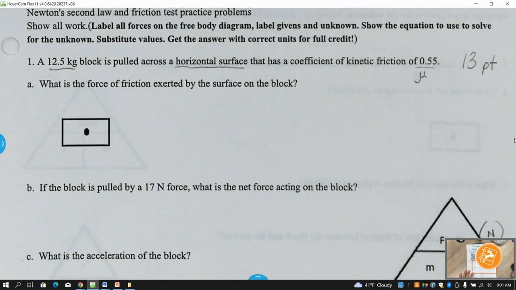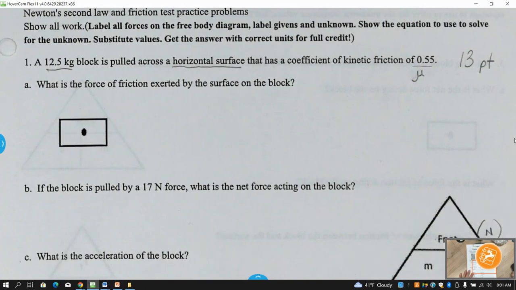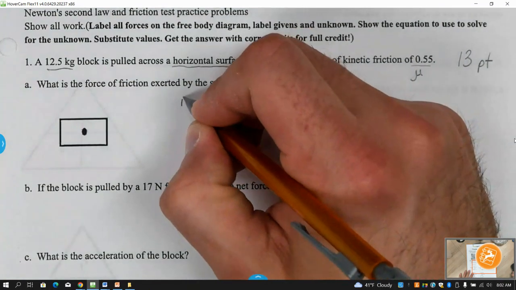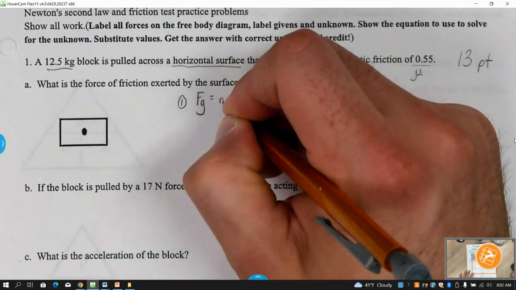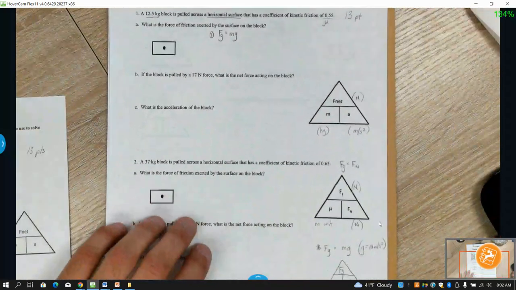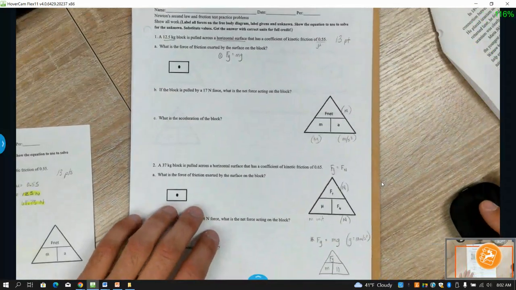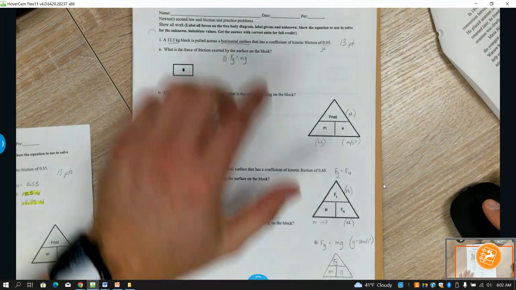All right, they want to know what the force of friction is exerted by the surface on the block. Okay, well, pretty much, guys, I'm going to say, in all of these things, you have mass, find weight. So my first thing that I would want to do is I'm going to find Fg, mass times gravity. Okay, my equation down here at the bottom, Fg, mass times gravity. If I do mass times 10, I get Fg.